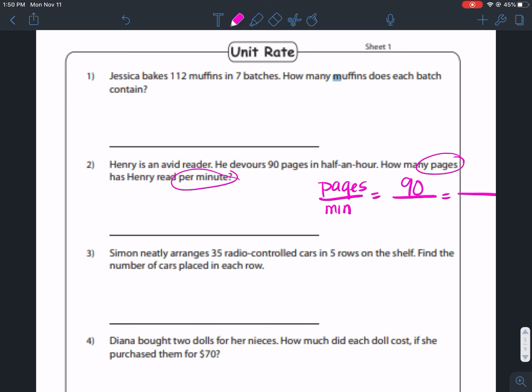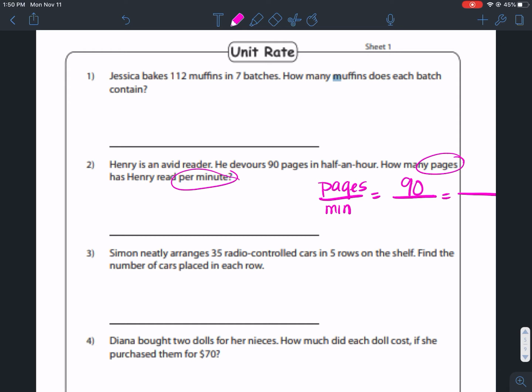So it says, Henry is an avid reader. He devours 90 pages in half an hour. How many pages has Henry read per minute? So if I ask myself, what are the two quantities I'm comparing? Well, I have pages per minute, so I'm going to write pages per minute. Okay, so now what is my ratio for pages to minute?